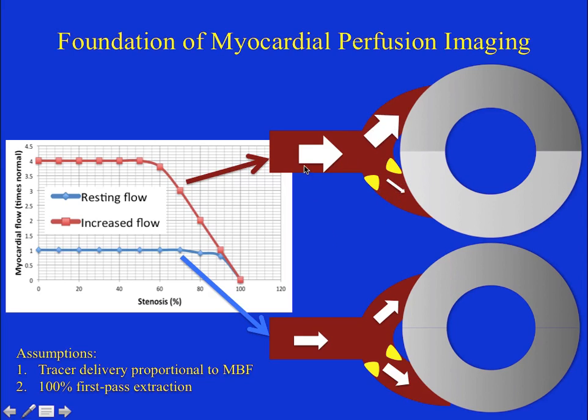So when we inject a tracer or thallium, there will be lesser delivery of thallium by the stenotic artery and hence lesser uptake, and it will appear as a cold defect or photopenic defect, we call it. And the normal myocardium supplied by the normal artery will appear with increased uptake, and we can see the heterogeneity in the uptake. This is how, in simple explanation, a myocardial perfusion imaging works.